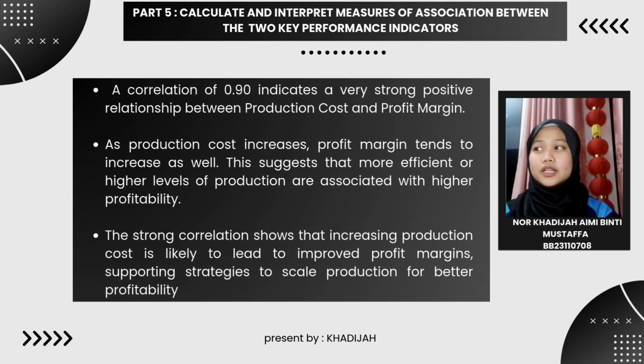Okay, so the summary from this part is that a correlation of 0.9 indicates a very strong positive relationship between the production cost and the profit margin. It means that as production increases, profit margins will tend to increase as well, and this can suggest that more efficient or higher levels of production are associated with higher profitability.